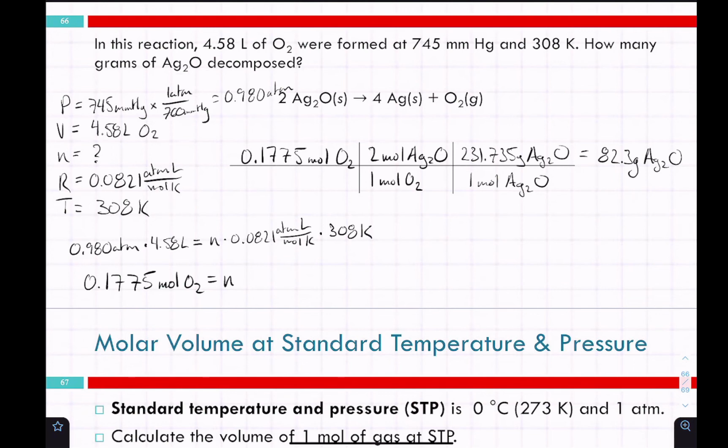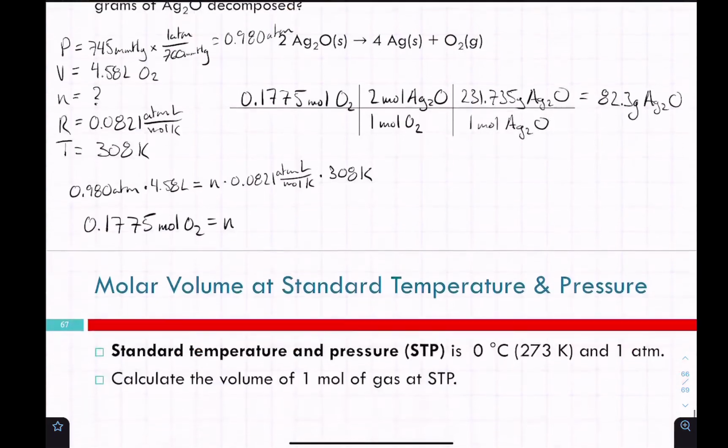Okay, so again, the only new thing that we've added is PV equals nRT. The rest of it is still stoichiometry, and works the same way, canceling out units to get the final units that we're looking for, using coefficients from balanced chemical equations.